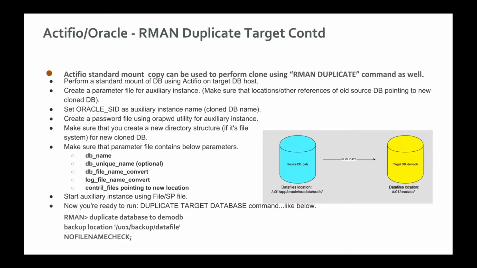And finally, I think you can also perform a clone using the RMAN duplicate facility, right? So for example, here is the scenario. You have an ActiveView standard mount copy, but this time I want to use this ActiveView backup copy and, using the RMAN duplicate option, restore it on a separate database server, right?